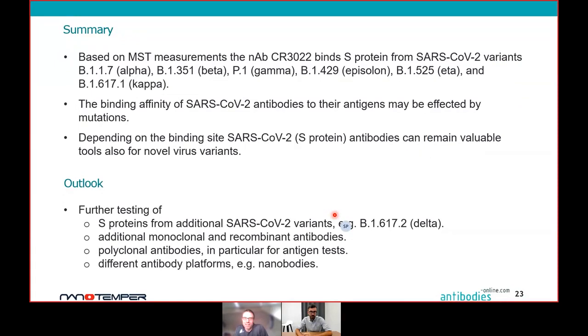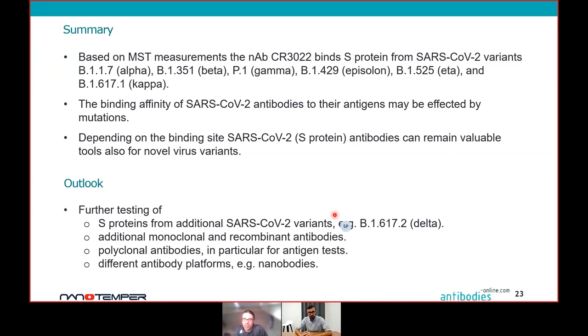In summary, based on the MST measurements, neutralization antibody CR3022 recognizes the SARS-CoV-2 wild type as well as S proteins from the alpha, beta, gamma, epsilon, eta, and kappa variants. This means that although the binding affinity of SARS-CoV-2 antibodies to the antigens may be affected by mutations, they can remain valuable tools also for novel virus variants, depending on the epitopes they bind to.